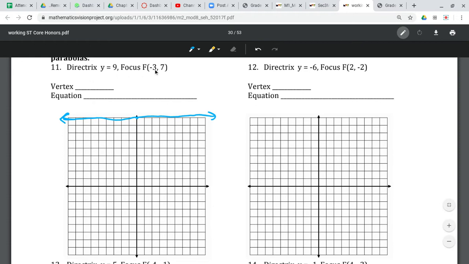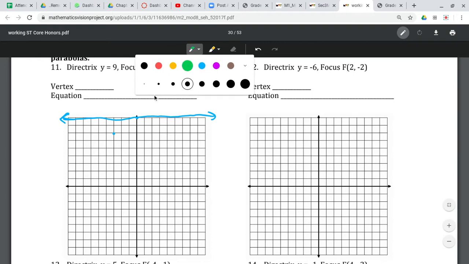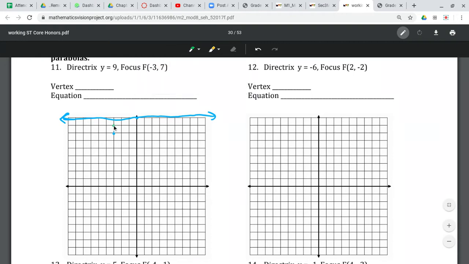Okay, the focus now is at -3, 7. So we're going to go over -3 and then up 7. So 1, 2, 3, 4, 5, 6, 7. So there is our focus. There is our directrix. So we have that taken care of. Now, from the focus to the directrix is 2. Remember, the vertex is going to be halfway in between. So let me change the color on this. So the vertex will be right there, which is the point -3, 8.